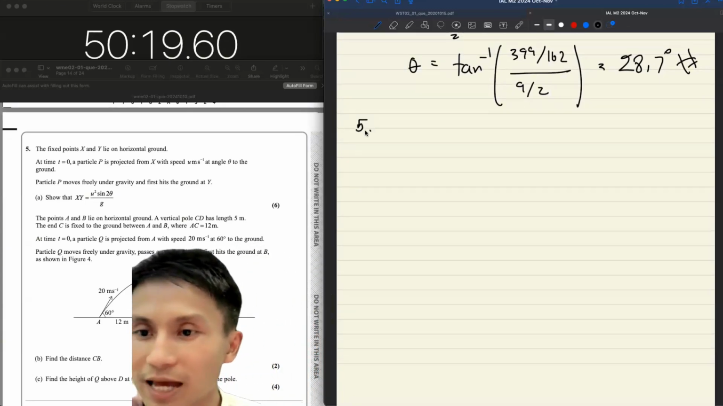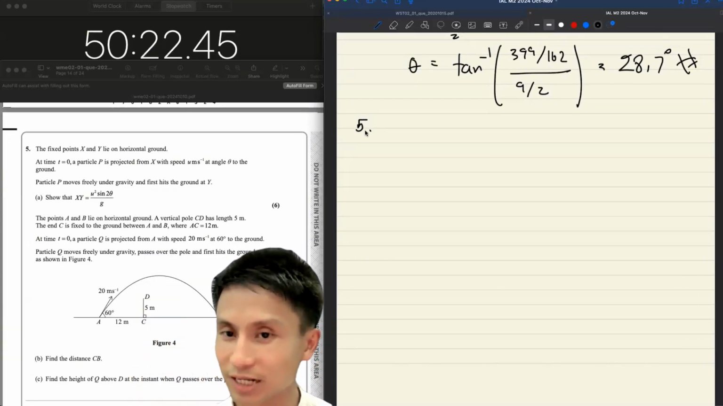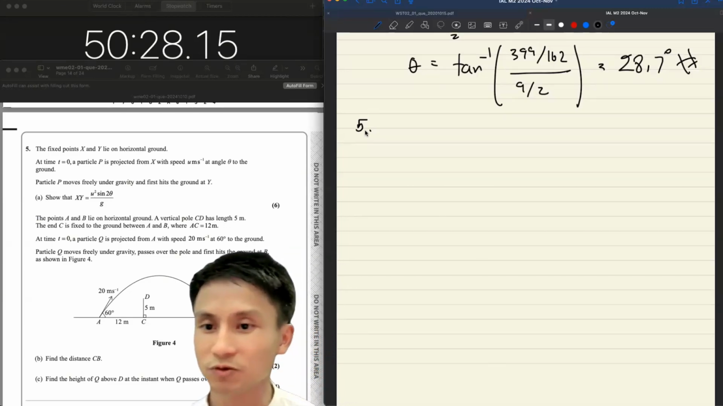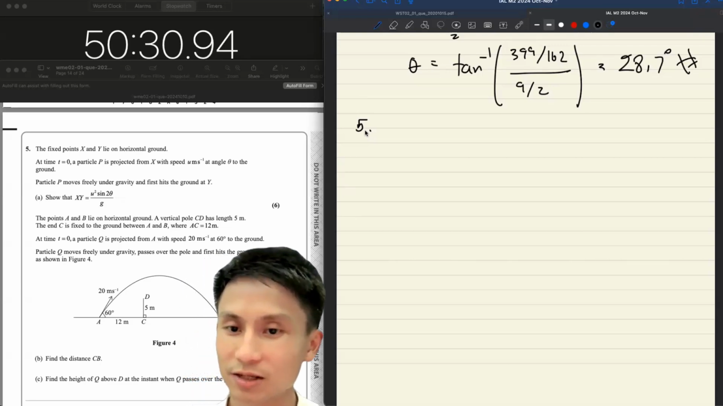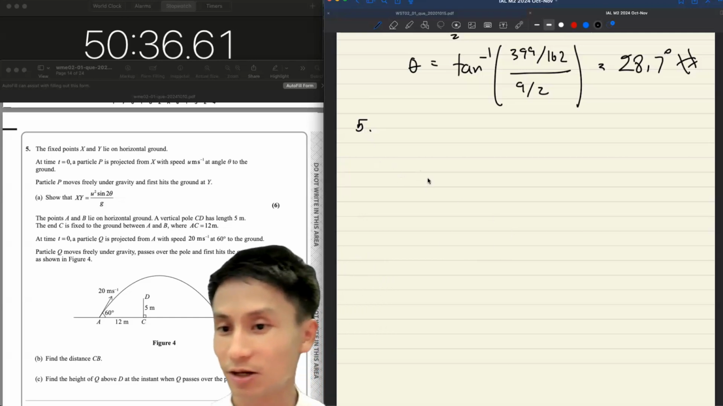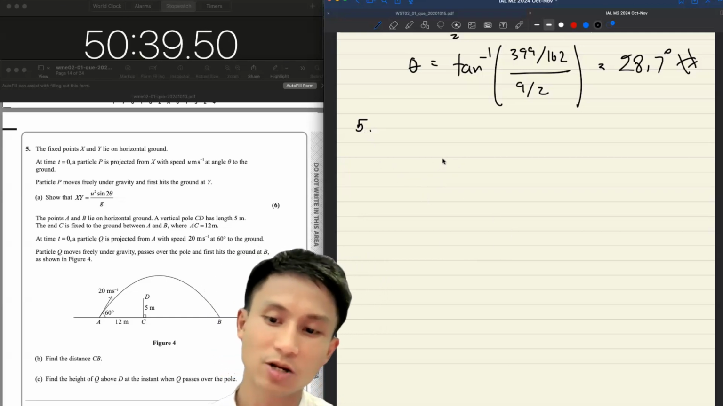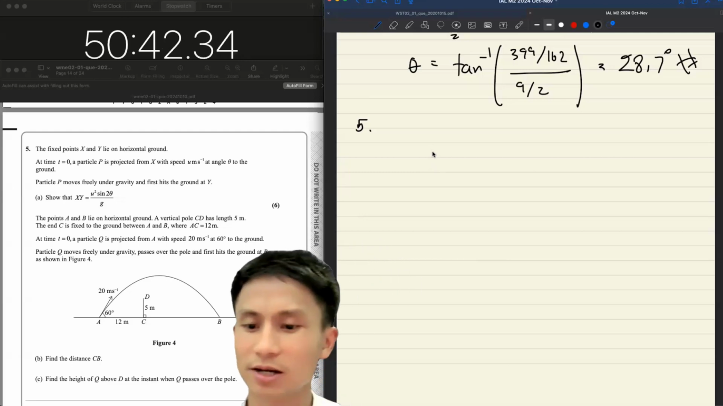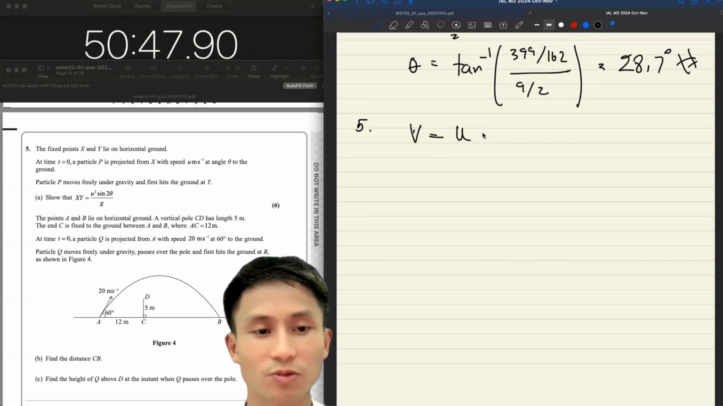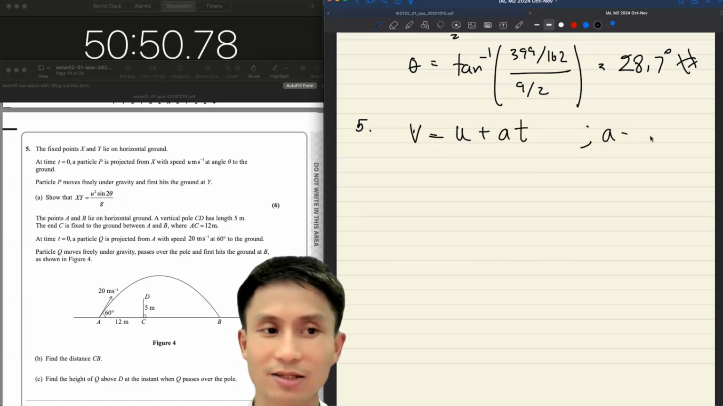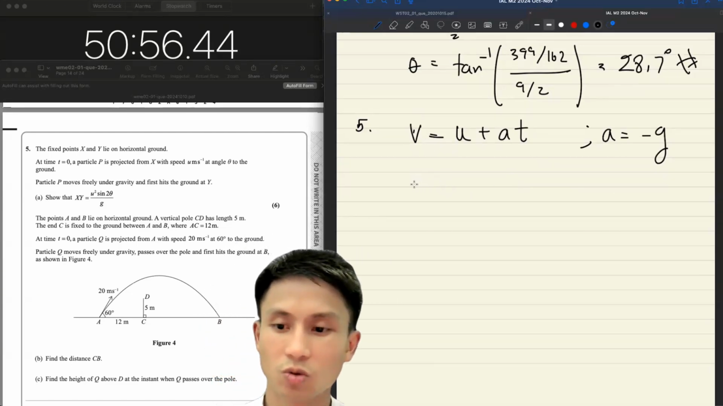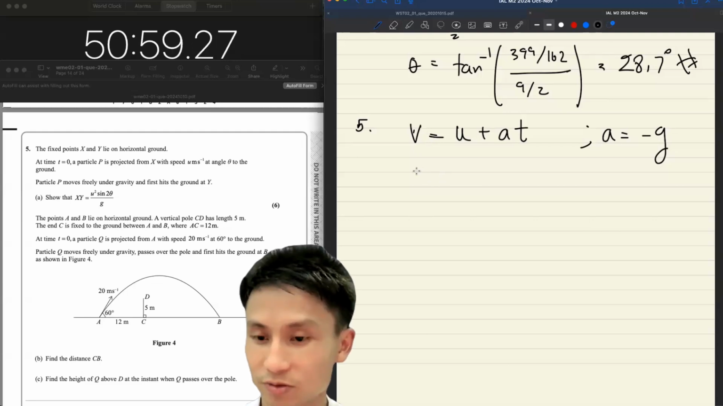Number 5, the fixed points X and Y lie on the horizontal ground. This is projectile. At t equals 0, particle P is projected from X with speed U at angle theta. Particle P moves freely under gravity and first hits the ground at Y. Show that XY equals that. So this is basically just using algebra. If we want to find XY, we can find time first. So we can use v equals u plus at, knowing that a is minus g, right?